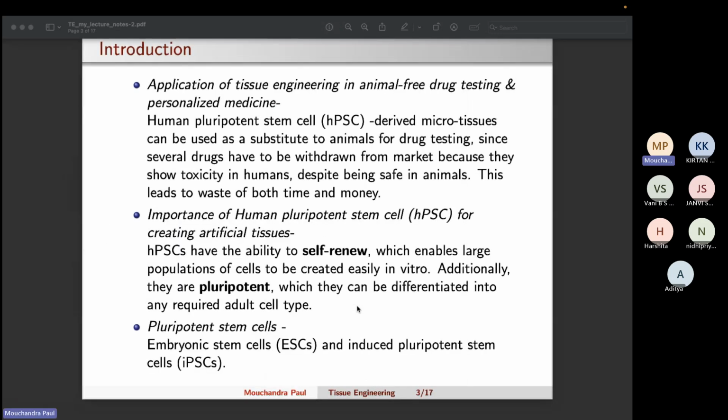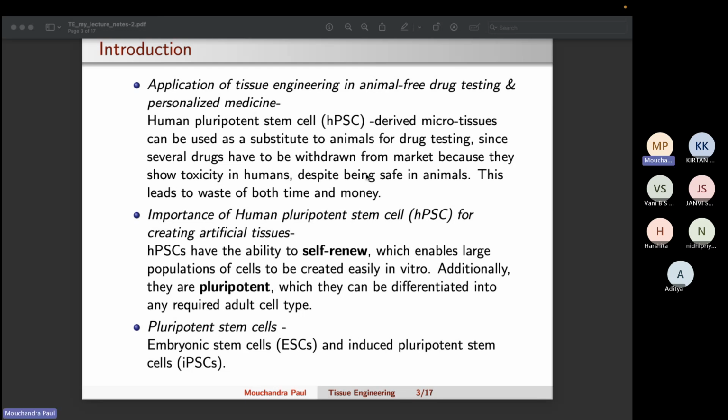Okay. So first, let me talk about how tissue engineering can be used for applications like animal feed drug testing, meaning an alternative to in vivo animal models, as well as for making personalized medicines. For these two application areas, tissue engineering is an upcoming field. You can apply the principles of tissue engineering for these two applications.